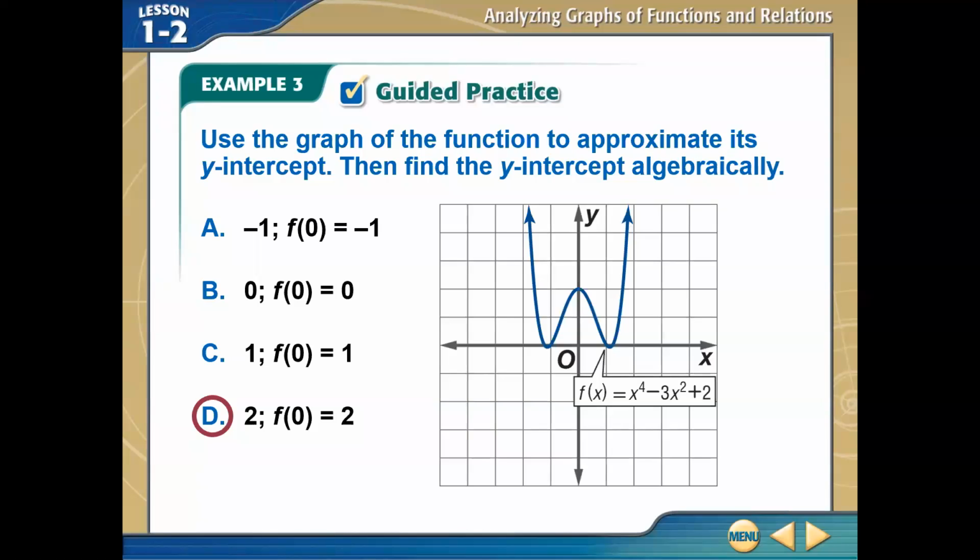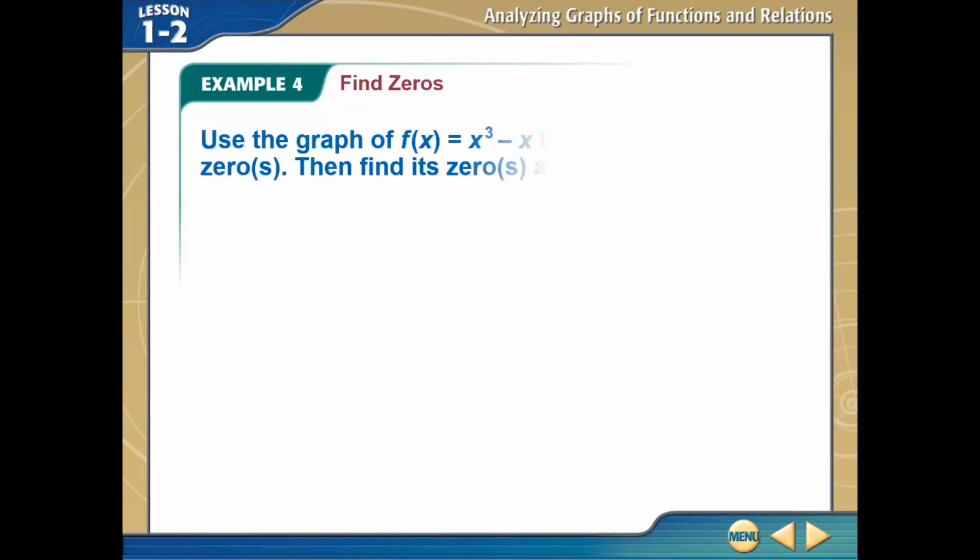Once again, to check it algebraically, we plug in 0 for every occurrence of x. Follow PEMDAS, so you take care of your exponents first. So you'd have 0 to the 4th minus 3 times 0 squared. That would be 0 minus 0 plus 2, which yields 2 as the answer.